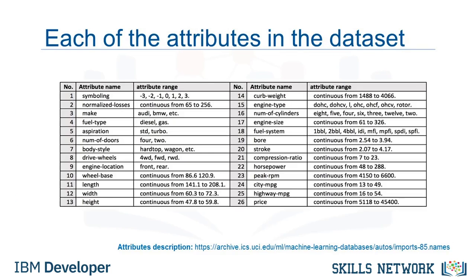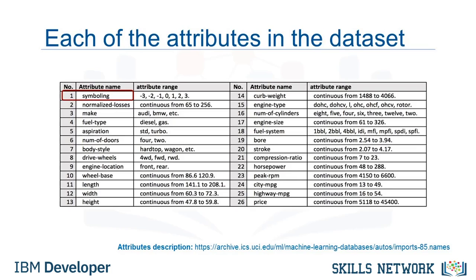So here's the documentation on what each of the 26 columns represent. There are a lot of columns, and I'll just go through a few of the column names, but you can also check out the link at the bottom of the slide to go through the descriptions yourself. The first attribute, symboling, corresponds to the insurance risk level of a car.